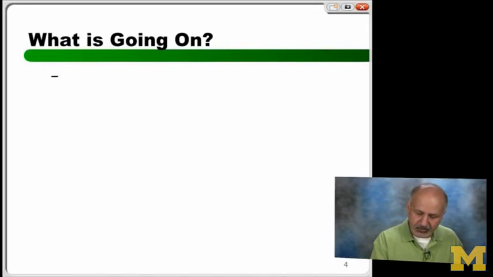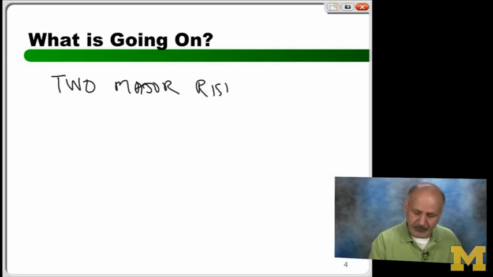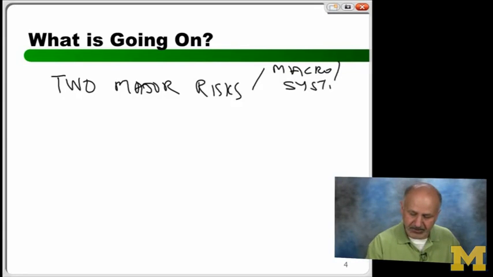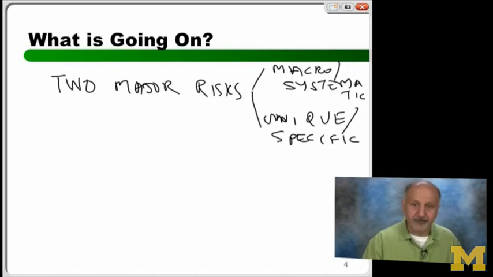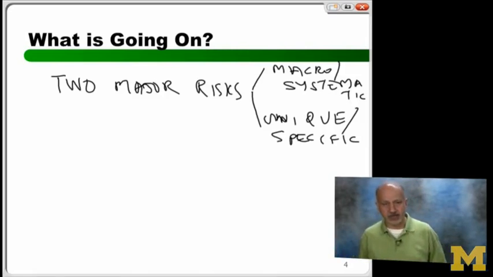Remember, there are two major risks. Keep this at the back of your mind. Very important. One is macro or systematic. The other is unique or specific. So please keep this at the back of your mind. And now let's talk about what's going on.